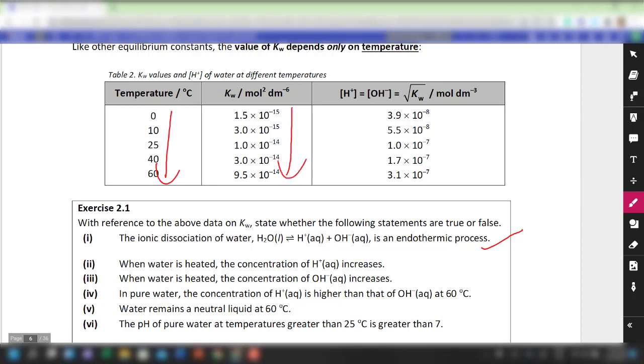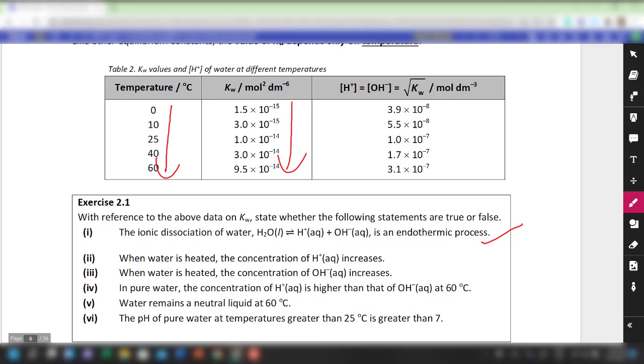Yeah, so therefore from this particular evidence, the self-ionization of water, the self-dissociation of water, is an endothermic process. Okay, then for 2 and 3, as water is heated up, the concentration of H plus and OH minus increases. You notice that these two statements did not say the other party. So I hope you can understand that when the concentration of H plus increases, the concentration of OH minus will increase accordingly as well. So 2 and 3 are tied to each other.